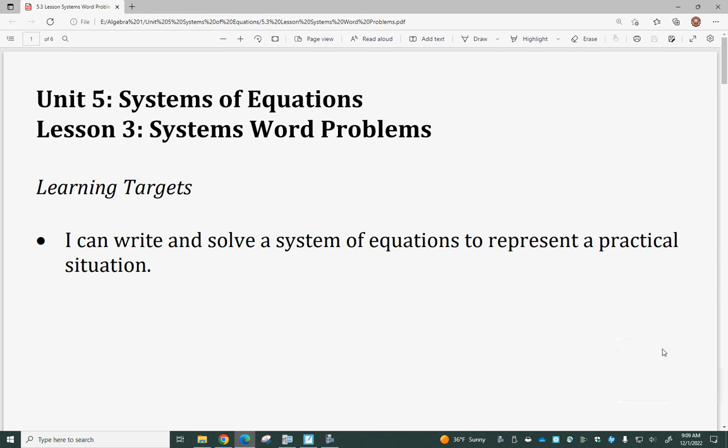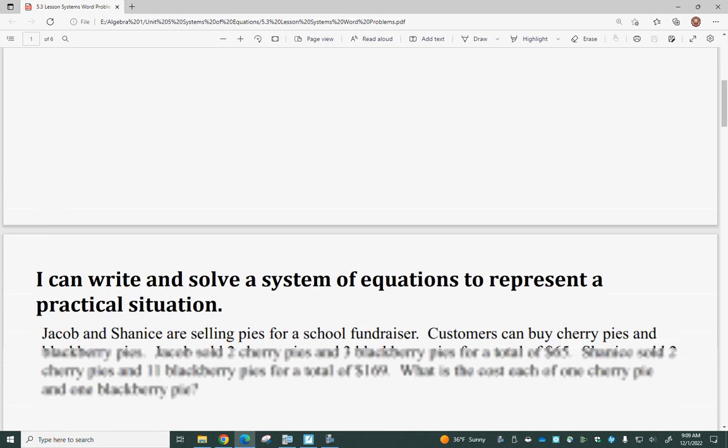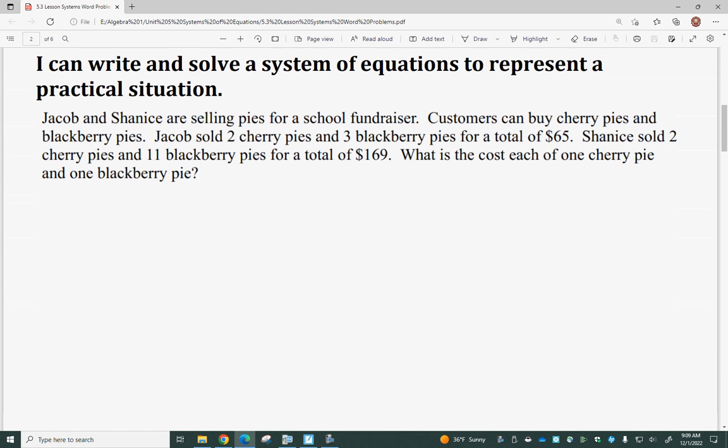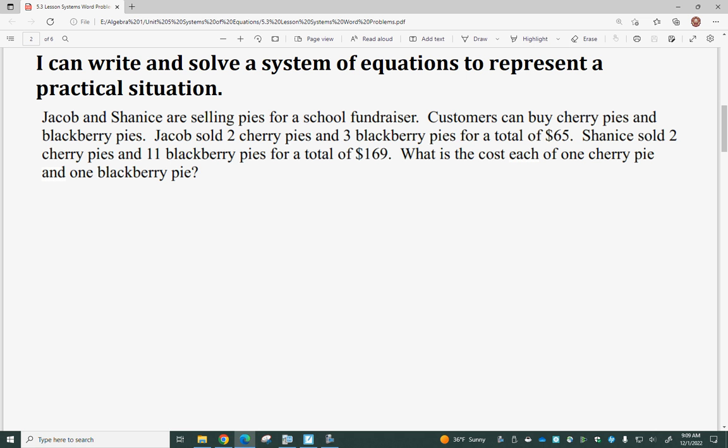Today we're going to continue talking about systems of equations, and this time we are going to use those systems of equations to solve some word problems, some practical problems, whatever you want to call them. So we can solve them whichever way we'd like. If you like to graph that better, then you can do that. If you like to do the substitution method, you can do that. But the first thing is we need to write these systems of equations based on the information we're given.